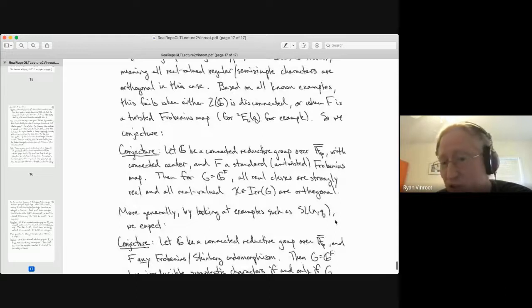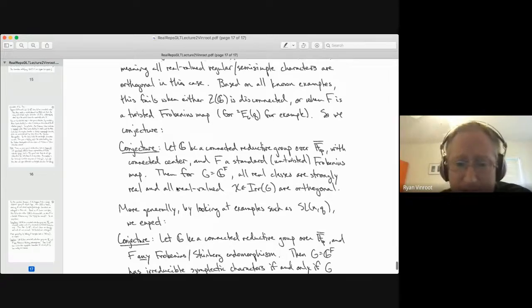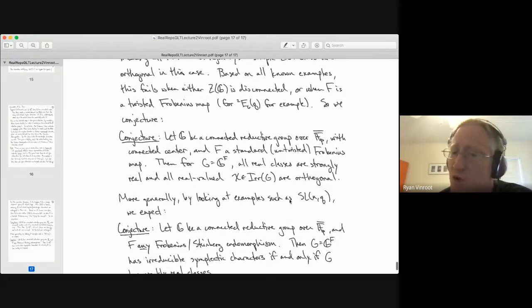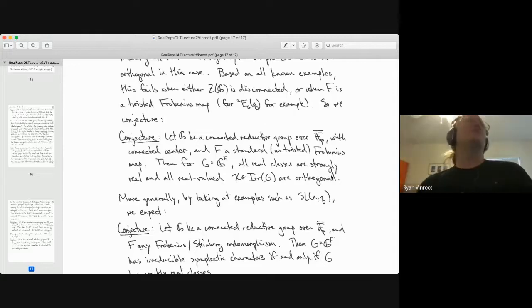And more generally, if we look at some other groups, there are, of course, other groups we can look at. SLN I didn't say much about, but if we look at that, everything is known about the real classes. Again, some results of Anupam Singh and Nick Gill classify the strongly real classes of SLN. And in fact, one can see that all of the real valued characters of SLN are orthogonal if and only if all of the real classes are strongly real. This comes out of that.